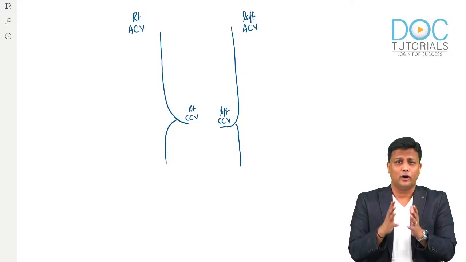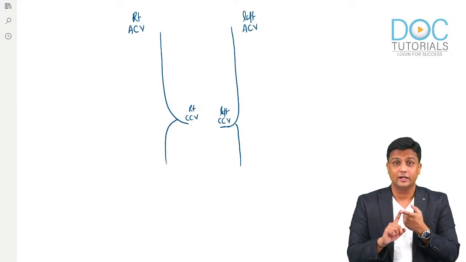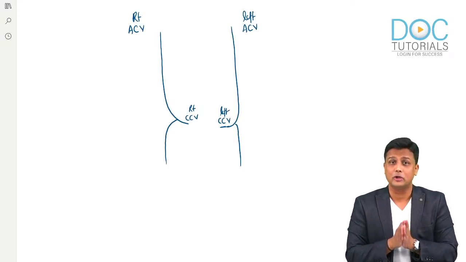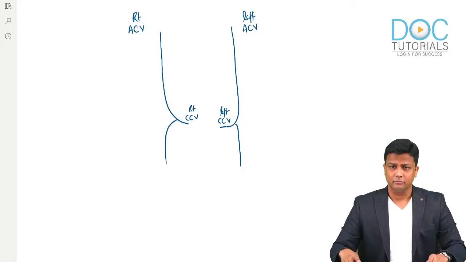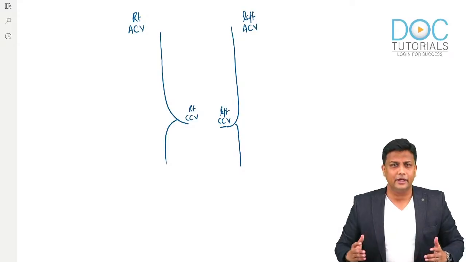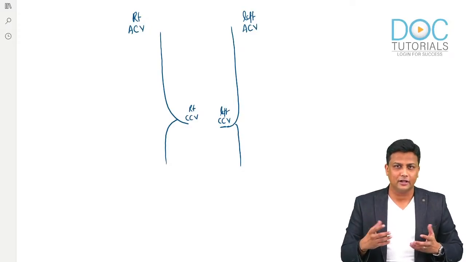Now this is what is extremely important when you're learning about cardiovascular system embryology. When you study cardiovascular system embryology, most of the students I have seen directly jump to the topic. We want to learn the development of the superior vena cava, inferior vena cava.